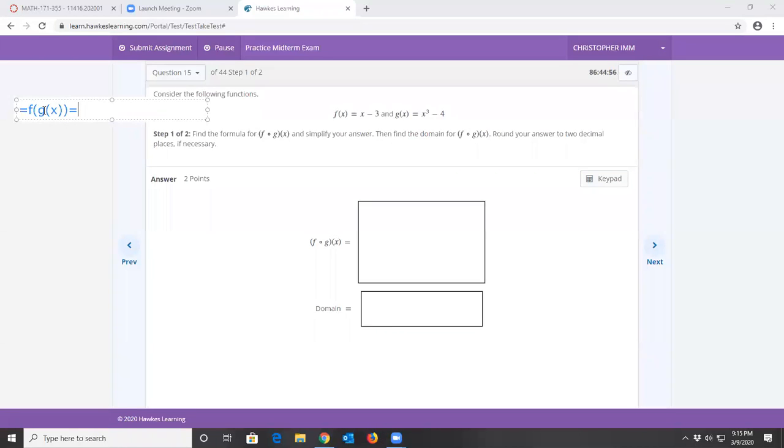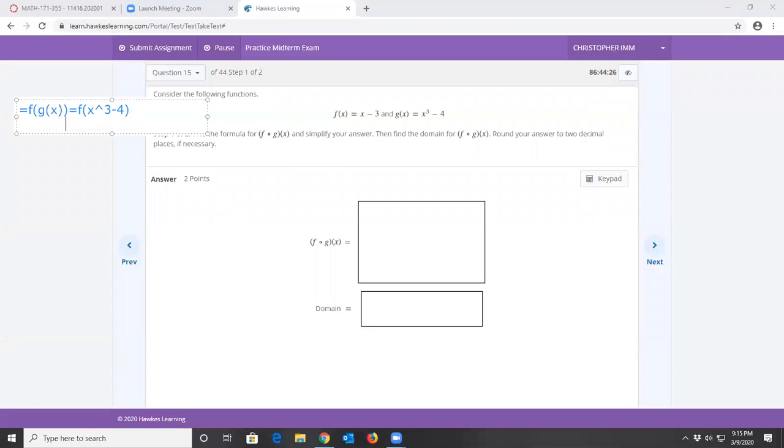But this one's a formula, so I'm just going to plug in that formula. I'll have f of x cubed minus 4. So I just plug that g function in for the x, and then minus 3. That's right. Now what this is telling me to do is go to the f function, and wherever I see an x, I'm going to plug in x cubed minus 4. Oh, gotcha. Okay, yes.